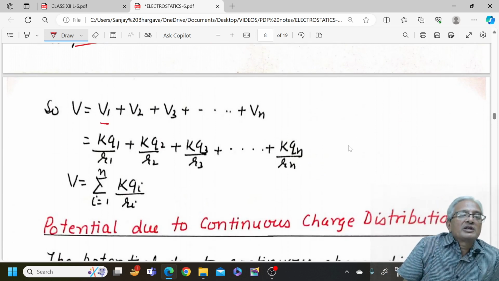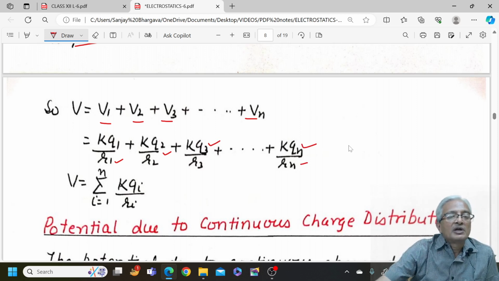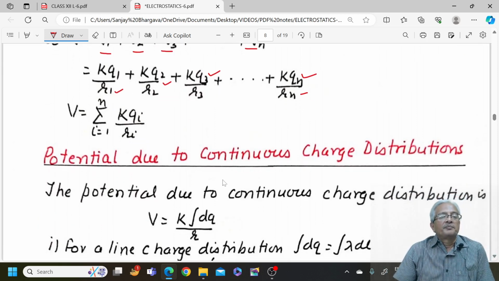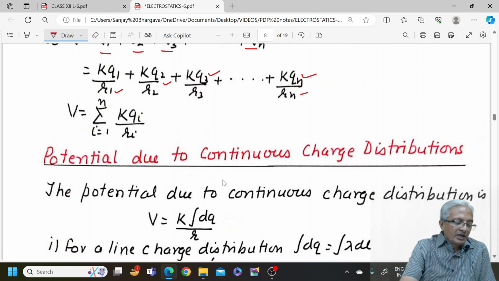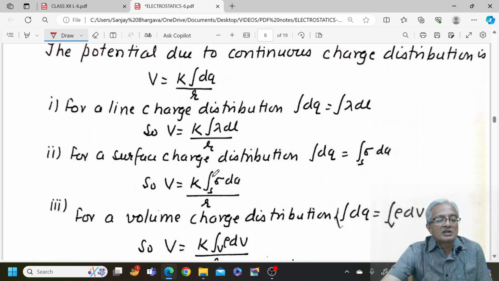So V must be equal to potential due to first charge, second charge, third charge and the nth charge. So it is KQ1 upon R1, KQ2 upon R2, KQ3 upon R3, KQn upon Rn, which can be expressed with the help of a summation sign. V would be equal to summation i is equal to 1 to n KQi upon Ri. Now the question comes up is, what will be the potentials due to continuous charge distribution? If you remember, we had three types of charge distribution: the line charge distribution, the surface charge distribution and the volume charge distribution.